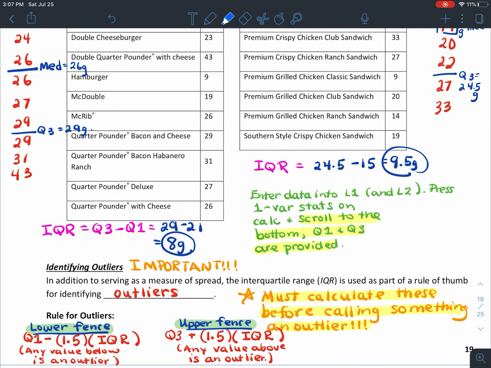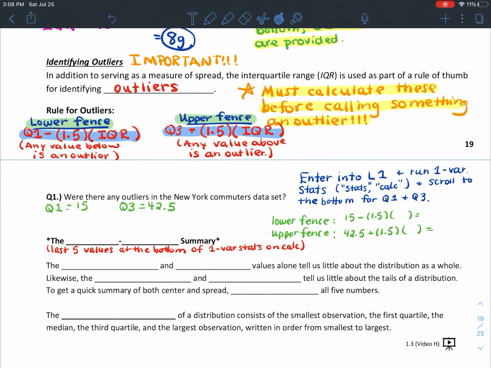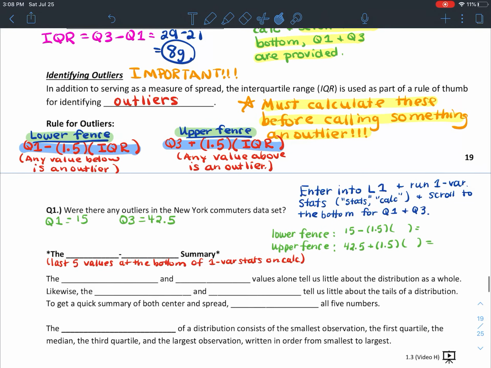Here's the formula, and this is what you will need to commit to memory. Q1 minus 1.5 times the interquartile range is the lower fence, and Q3 plus 1.5 times the interquartile range is the upper fence. Let's take a look at this example, and then this will be a good stopping point for us.